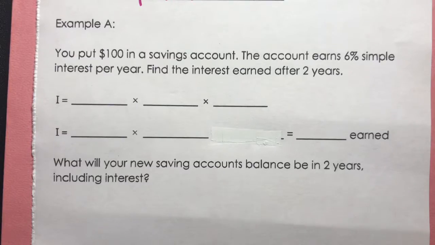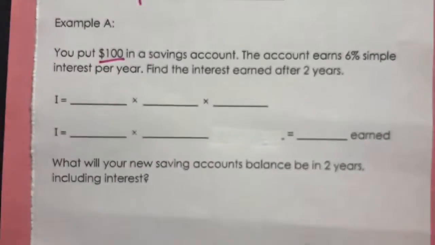So for a principal amount, we can already tell just by reading the example. You put $100 in your savings account. Okay, so that's the principal amount. So $100.